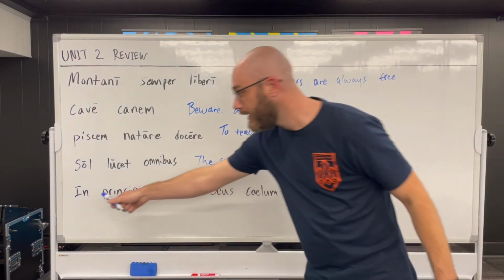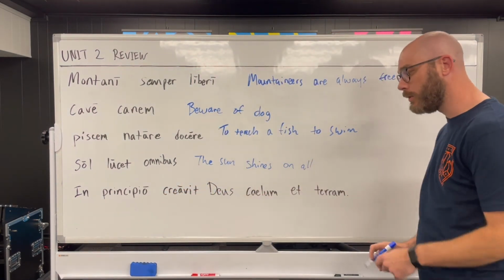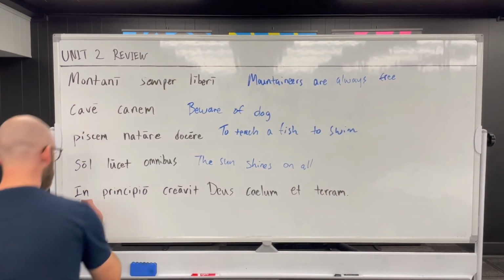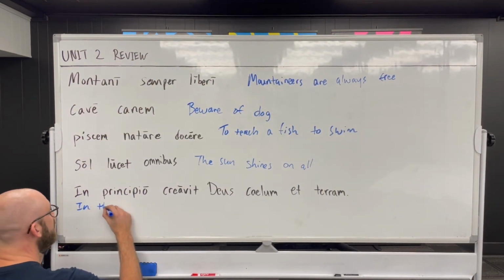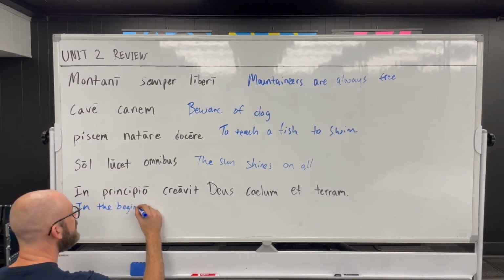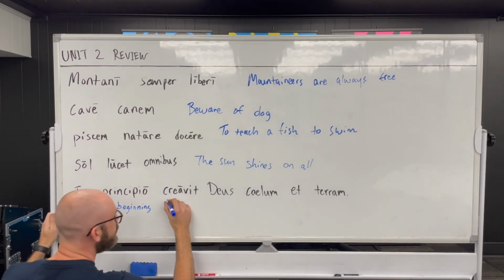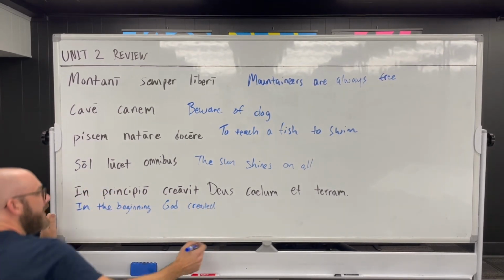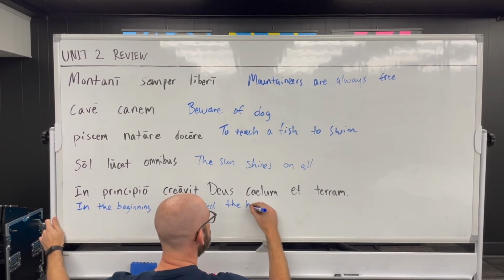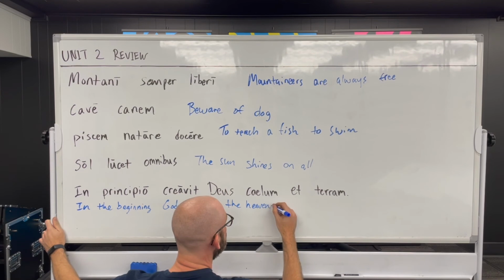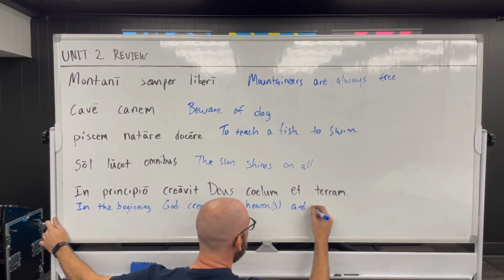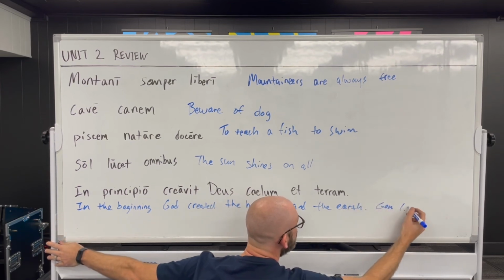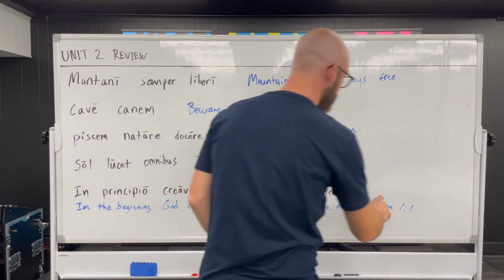And then lastly, in principio creavit Deus caelum et terram. Do you remember what that one means? That's a long one. It's not going to fit here, so I got to put it underneath. It means in the beginning. In principio. In the beginning. Creavit Deus. God, that's Deus, creavit, created. What did he create? The heavens, caelum. Heaven. Sometimes you put the S on there. The heavens and the earth. Genesis 1:1.